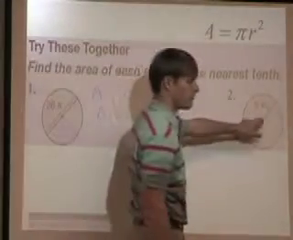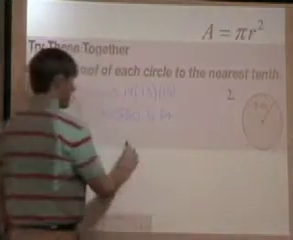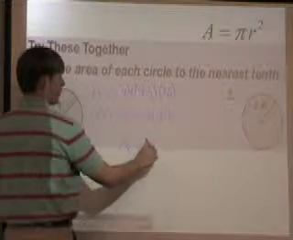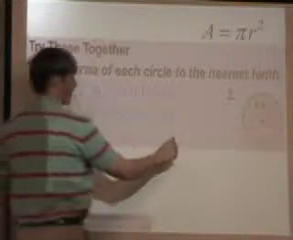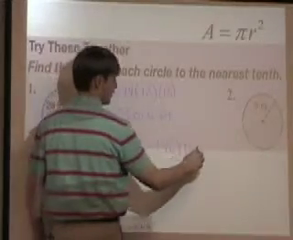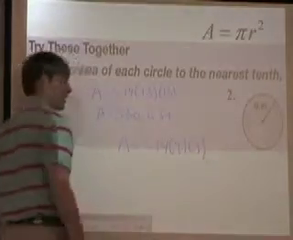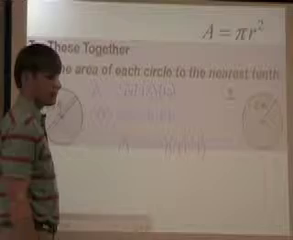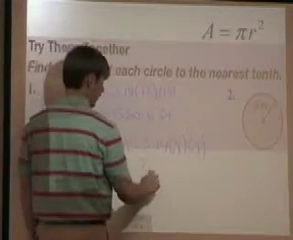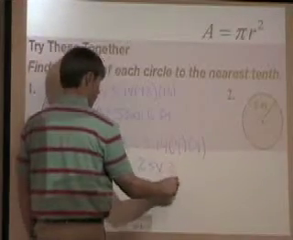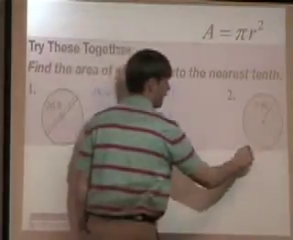Now here they give you the radius of 9. So the area is going to equal 3.14 times 9 times 9. And when you put that in your calculator, what do you get? 254.3. That's the area of this circle.